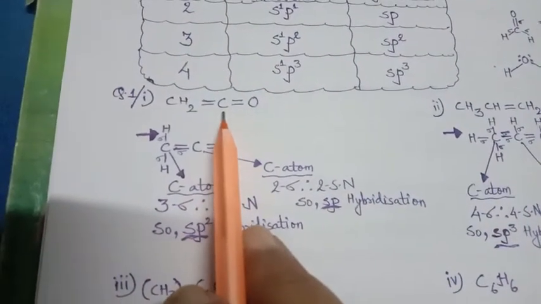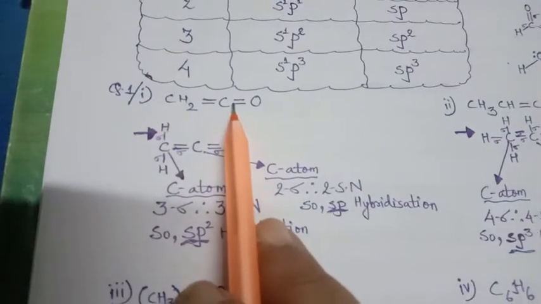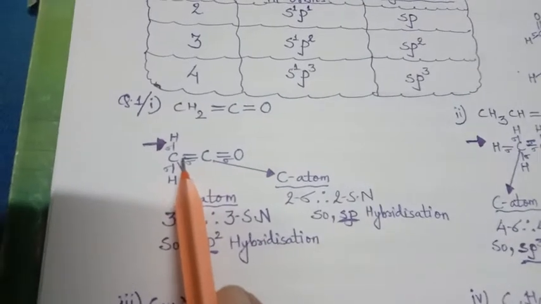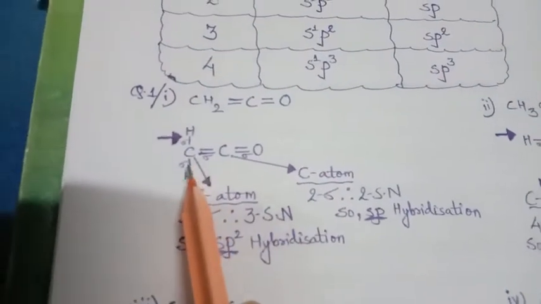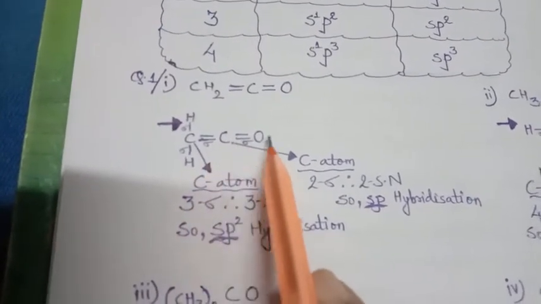We need to calculate the hybridization of this carbon and the hybridization of this carbon. Let us see the structural formula here. This is the condensed formula. The structural formula is CH2=C=O.